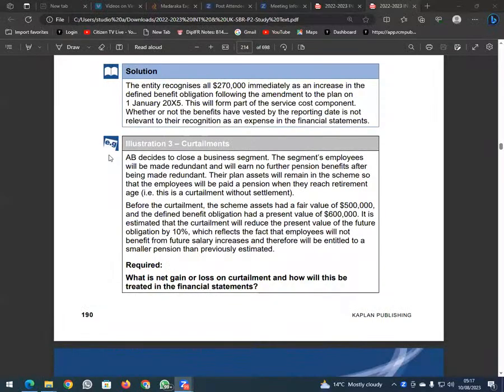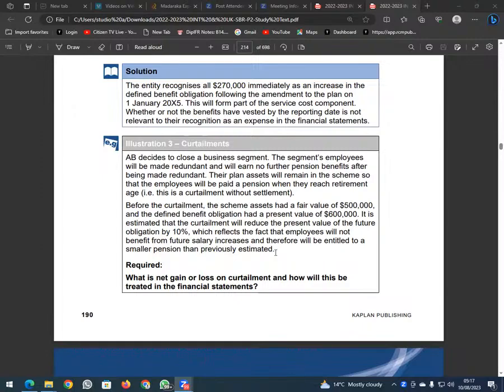They're telling us here, before the curtailment, the scheme assets had a fair value of 500,000 and the defined benefit obligation had a present value of 600,000. It is estimated that the curtailment will reduce the present value of the future obligation by 10%, which reflects the fact that employees will not benefit from future salary increases.